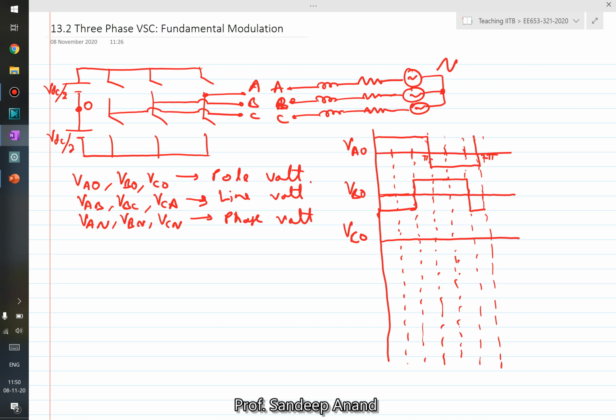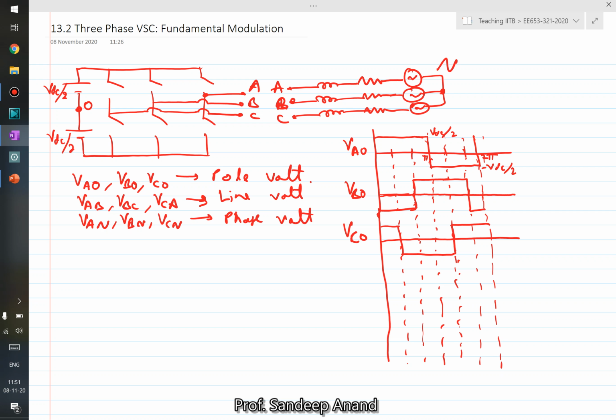All right, so now these are VAO, VBO. VCO is further 120 degrees lagging, so VCO will start from here, go like this, and come back, right? So this is how the pole voltages VAO, VBO, VCO would look like, wherein the magnitude is VDC by 2 and minus VDC by 2, the values at the top and the bottom.